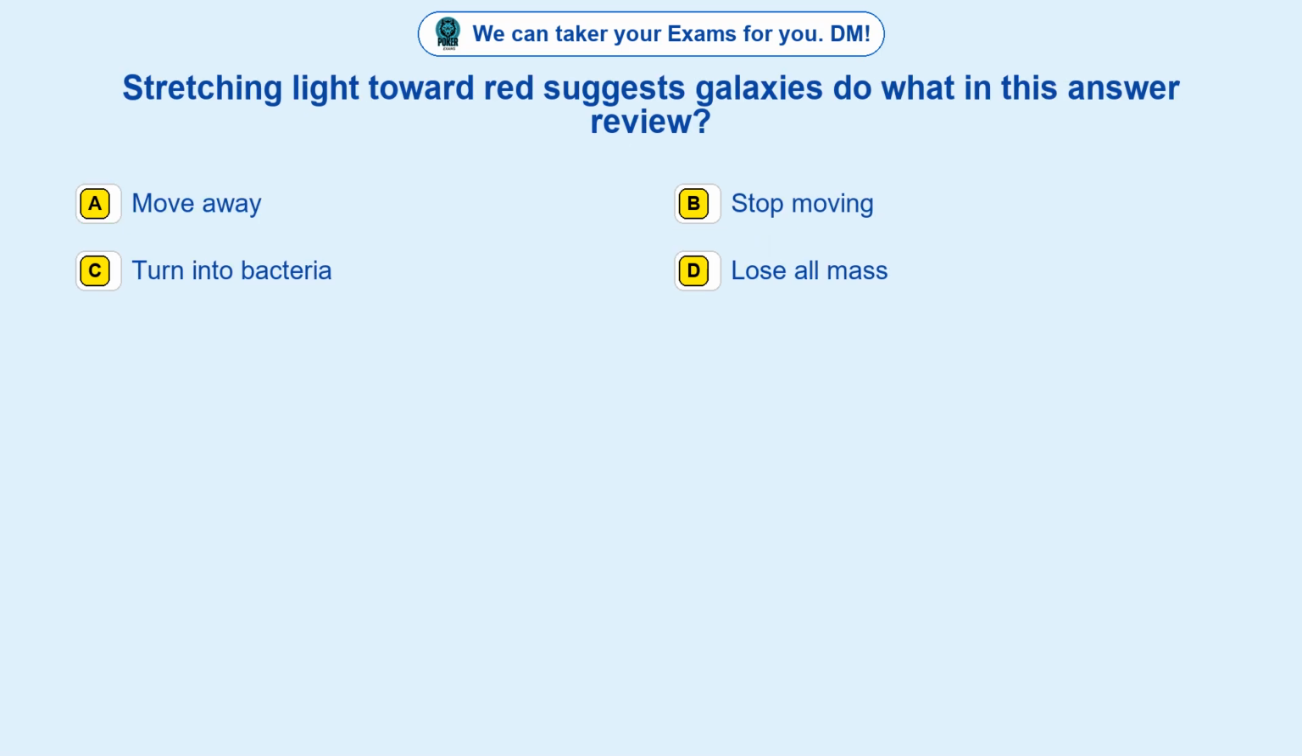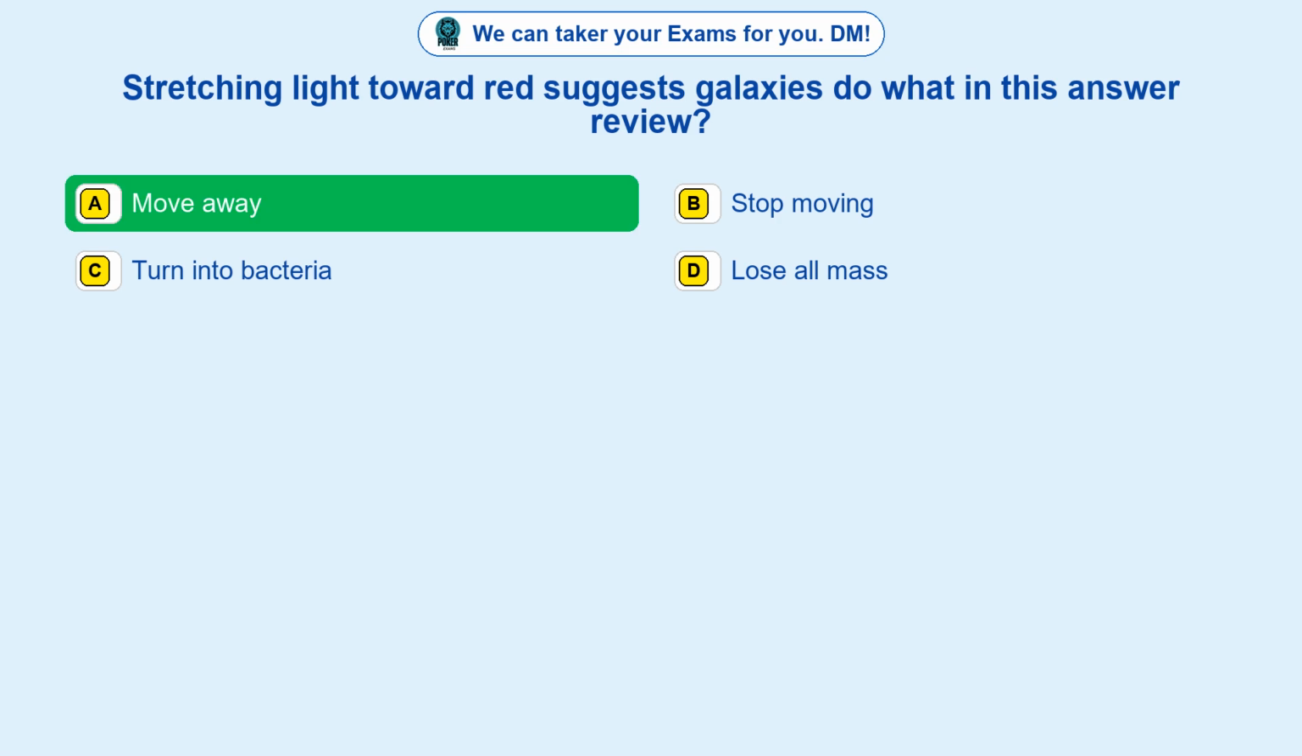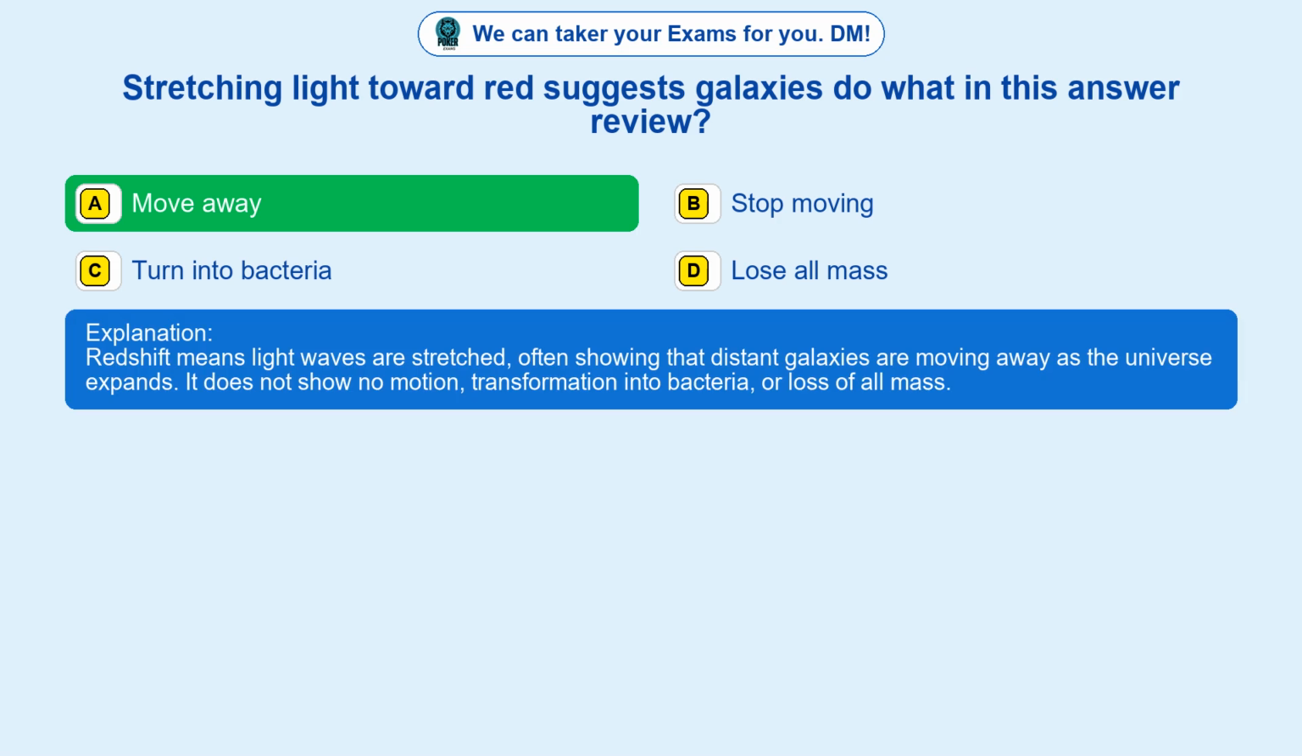Question 94. Stretching light toward red suggests galaxies do what in this answer review? Option A, move away. Option B, stop moving. Option C, turn into bacteria. Option D, lose all mass. The correct answer is option A. Move away. Redshift means light waves are stretched, often showing that distant galaxies are moving away as the universe expands. It does not show no motion, transformation into bacteria, or loss of all mass.